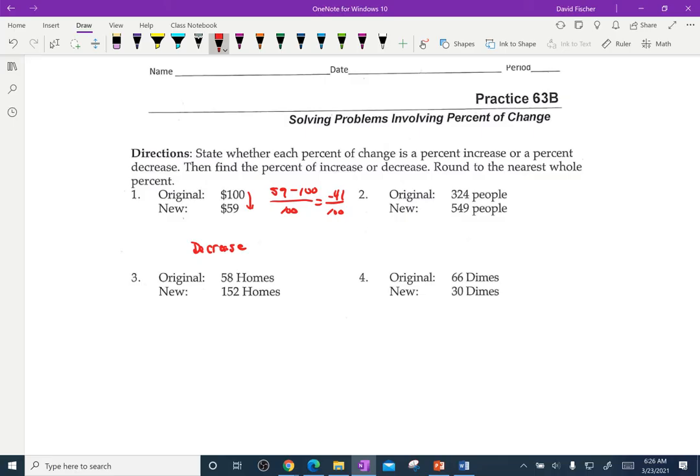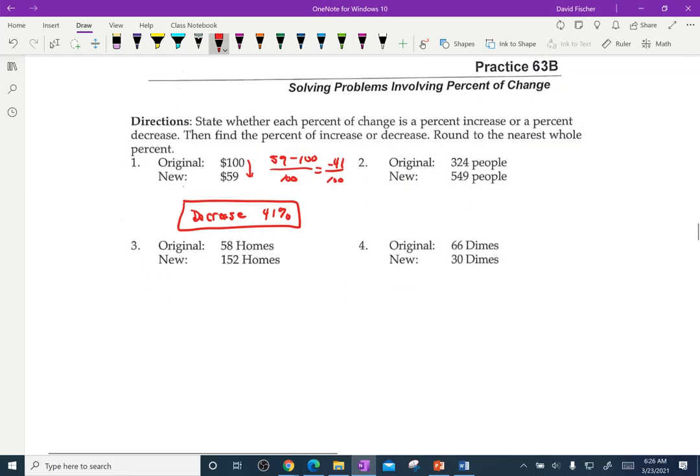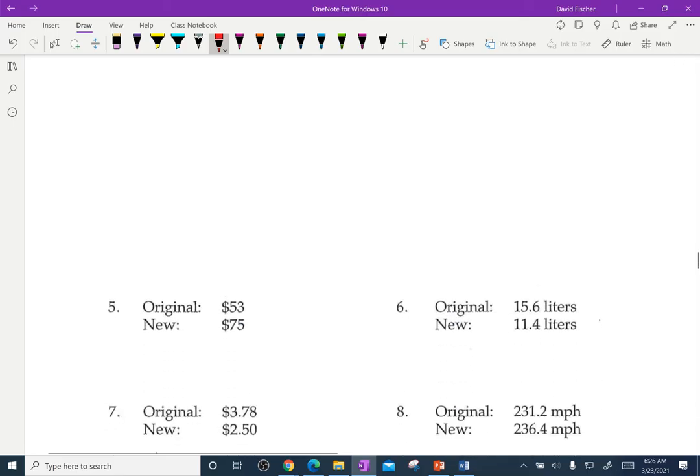but they want it as a percent, so I move my decimal to the left. I already used the word decrease, so I'm not going to use the negative sign. So it's a decrease of 41%. And do me a favor and box all your answers as you're doing all your work today. Okay? All right. So that's how those work.